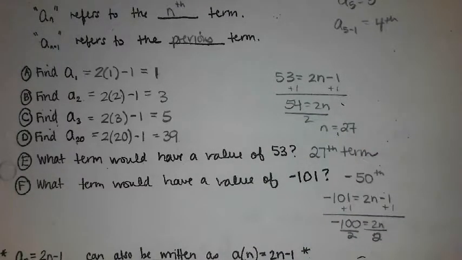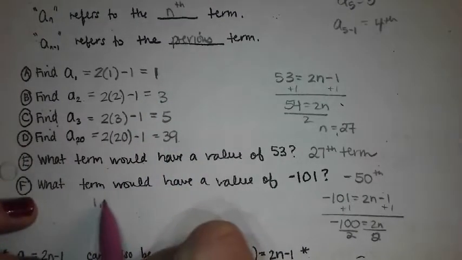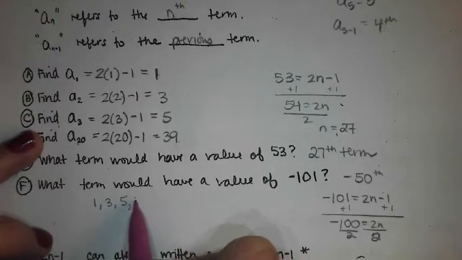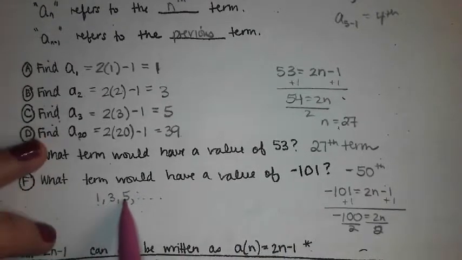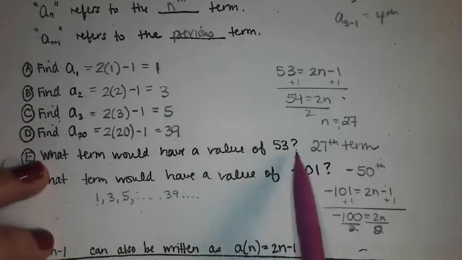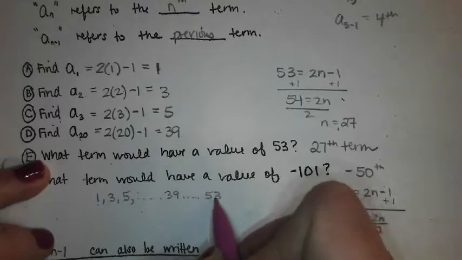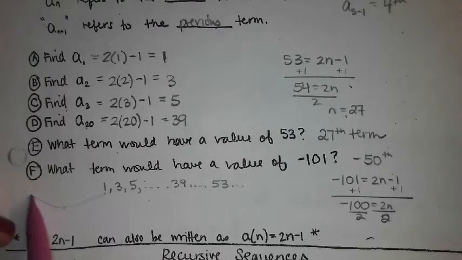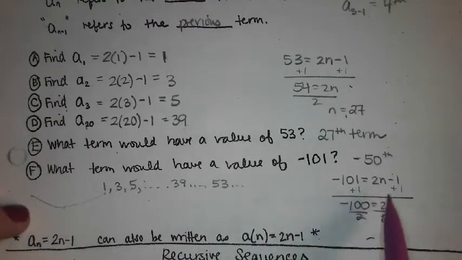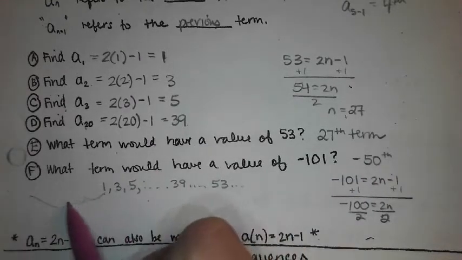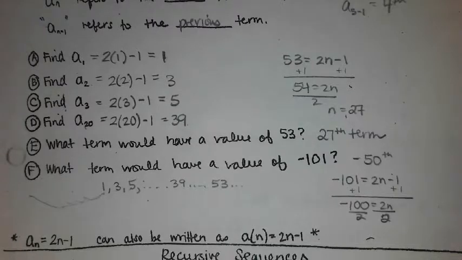Well, that seems odd, or should seem a little bit off, right? Because your first term is 1, and then 3, and then 5, and then... First term, second term, third term. We obviously get up to the 20th term, it's 39. We get up to 53, that's the 27th term, and so on. To get to negative 101, we'd have to go backwards, which makes sense why n is a negative number, a negative 50th term. It would be like taking this pattern backwards is all. Okay?